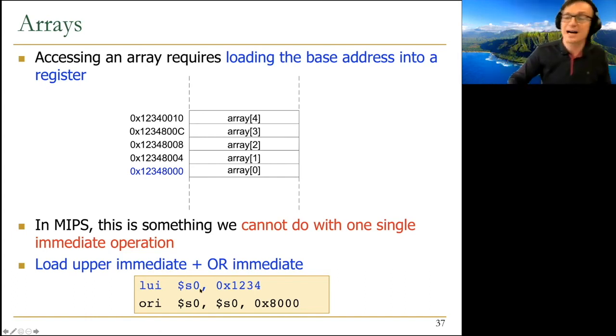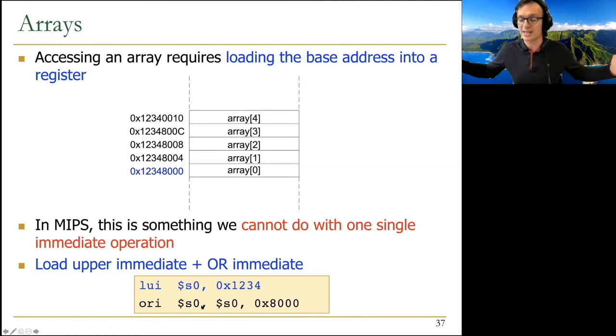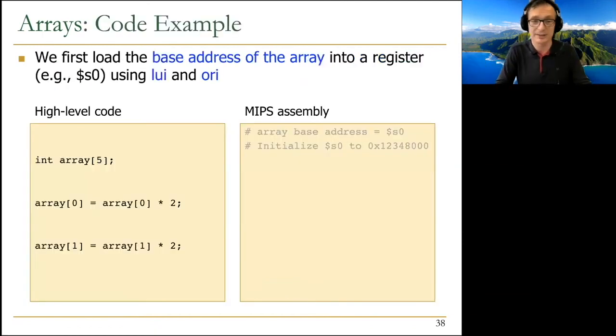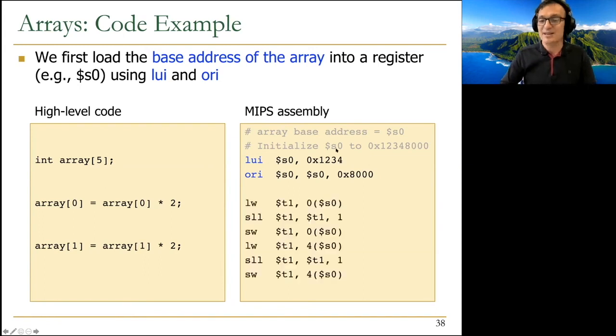So now you can see how we can construct an address. This is very similar to LEA, load effective address in LC3, except it's more powerful because now you can load a 32-bit value over here. So let's take a look at how we manipulate arrays. Basically, if you want to manipulate an array, we first load the base address of the array into a register using LUI and ORI. As you can see over here, we're going to assume that that's the base address of the array. Now the base address of the array is in S0.